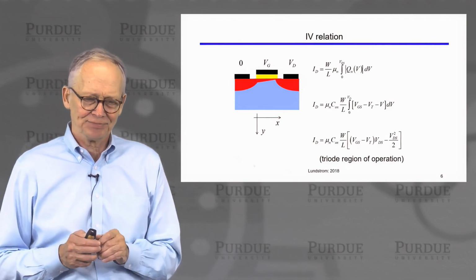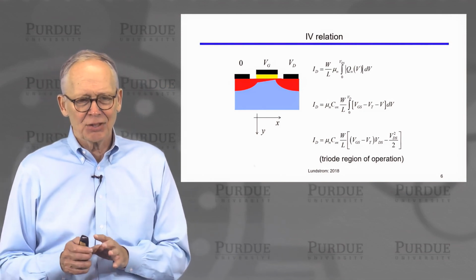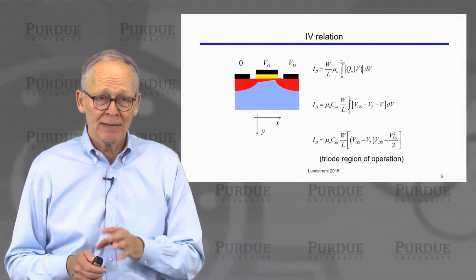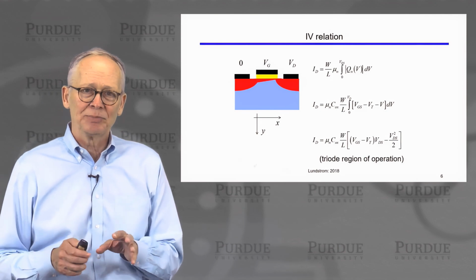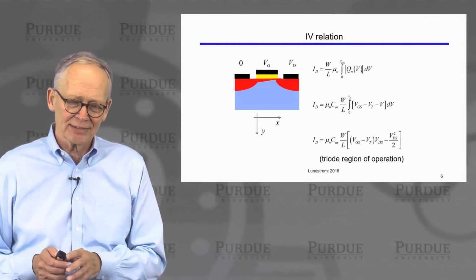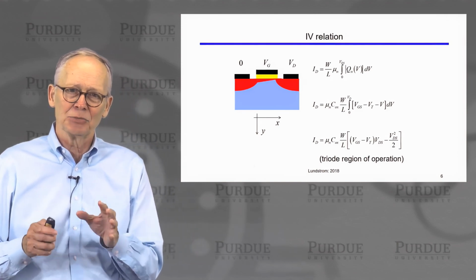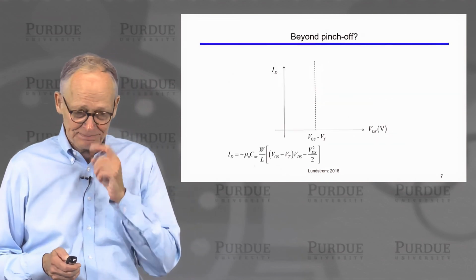Why is it called triode? Because years ago, in the 1960s, when people were first figuring this out, vacuum tubes were still the dominant electronic device. When people saw these IV characteristics from these new devices called transistors, they said, oh, that looks like the IV characteristic of a vacuum tube triode. And that's why it's called the triode region.